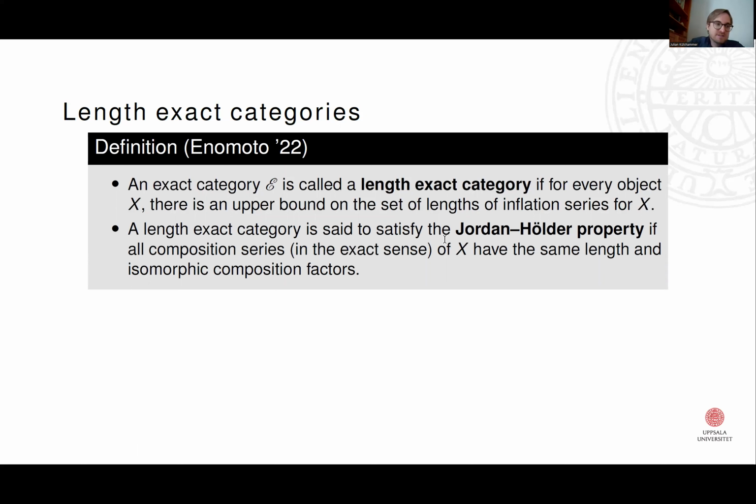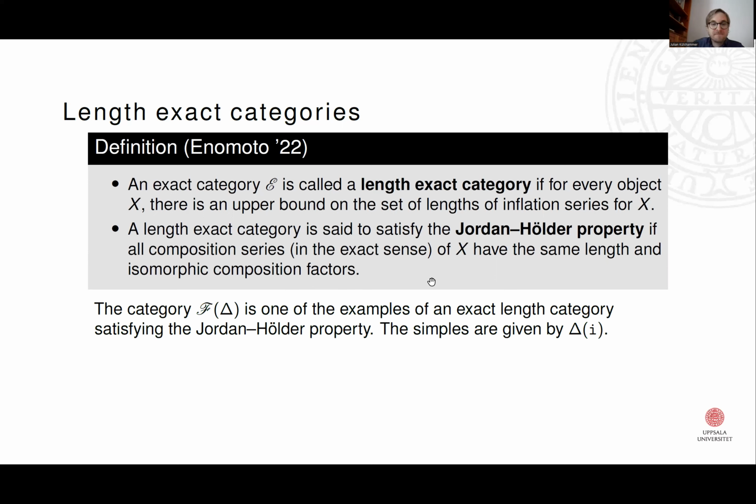Recently, a notion of a length exact category, and a category satisfying a Jordan-Hölder property, has also been defined. Meaning just that there's a bound on the length of inflations, and also you have a Jordan-Hölder property: all composition series, so maximal inflation series, maximal filtrations, have the same length and isomorphic composition factors. So this, I think, would be a nice place to look for more examples, for further inspiration on what should be done.